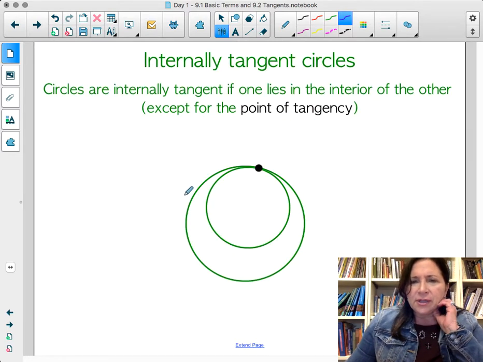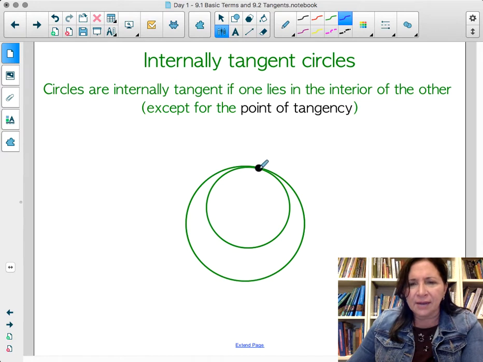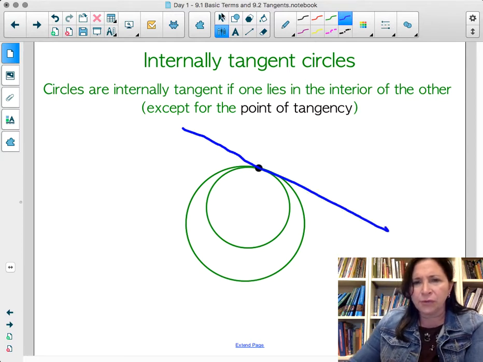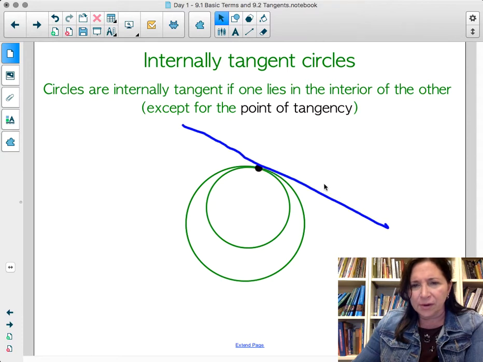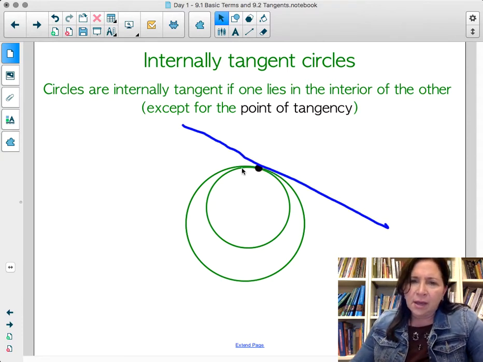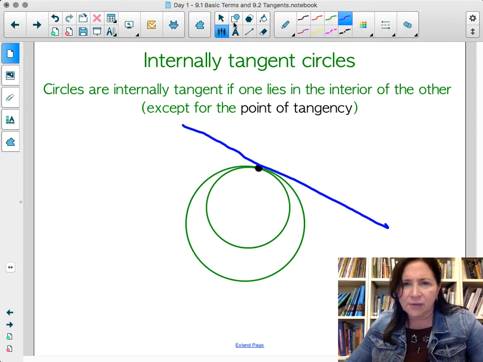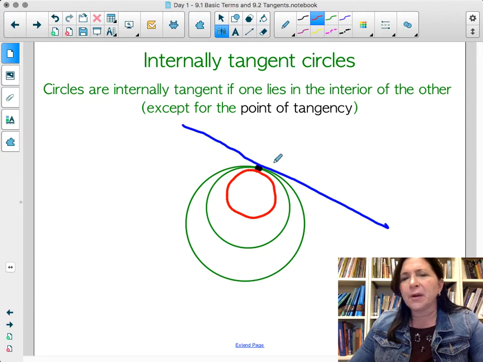These are called internally tangent circles. Meaning that if it's internally tangent, the circle is inside another circle. And they're internally tangent, meaning this line right here is going to touch both of those circles in just one place. Let me see if I can get that better. There we go. So those are what we call internally tangent. Circles are internally tangent if one lies in the interior of the other, except for the point of tangency. So these are all internally tangent. Of course, I could have also put another one in here.